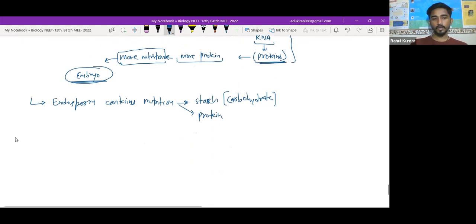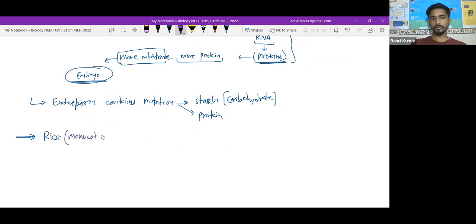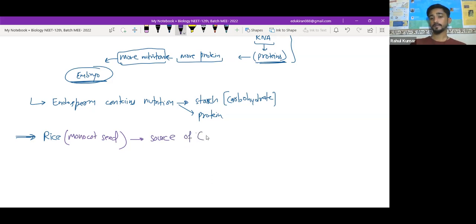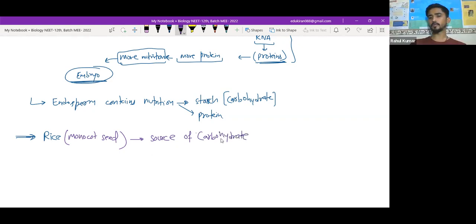Now, let's come to a question which was asked in the boards. Now let's take an example of rice. What is rice? A monocot seed. Perfect. A monocot seed. And what is rice known for? What does it contain? Why do we eat rice? Rice gives us energy. Every food gives us energy, but it is a source of what? Carbohydrate. Yes, it's not a source of protein, right? Rice does contain some protein, but we do not consider it a major source of protein. We consider it a major source of carbohydrate, right? Starch. Yes or no? Yes.